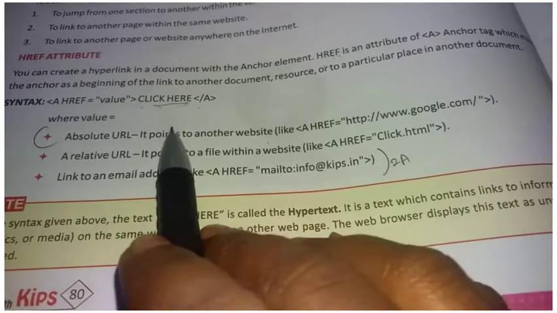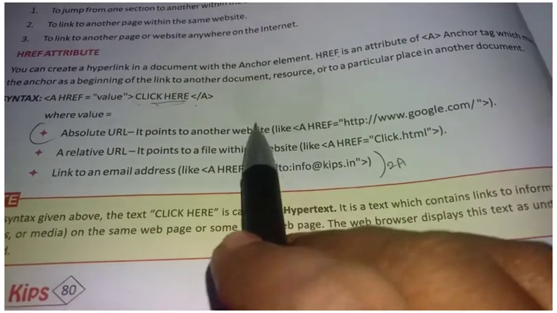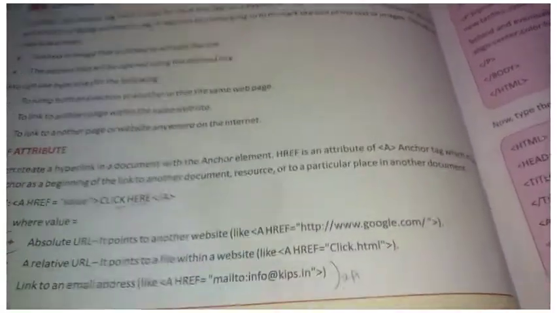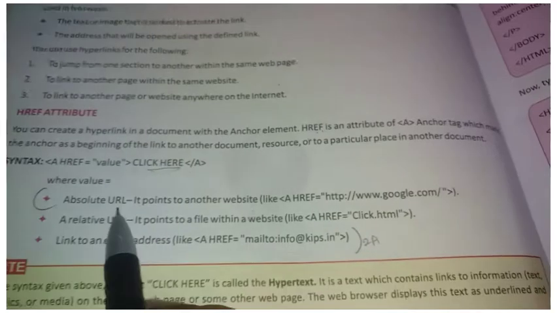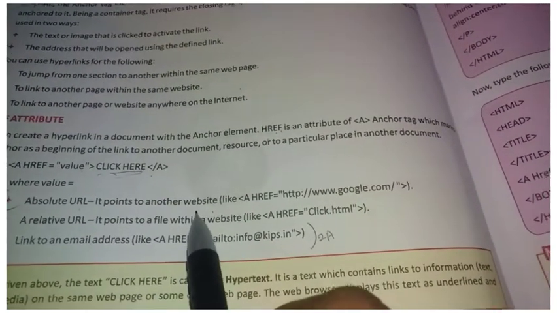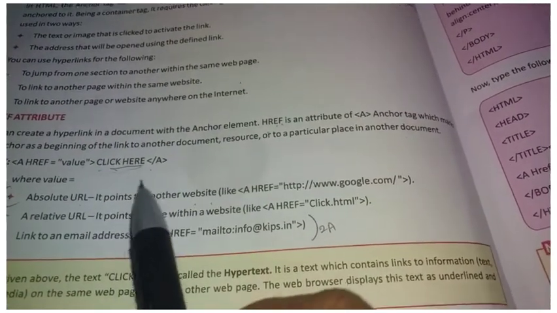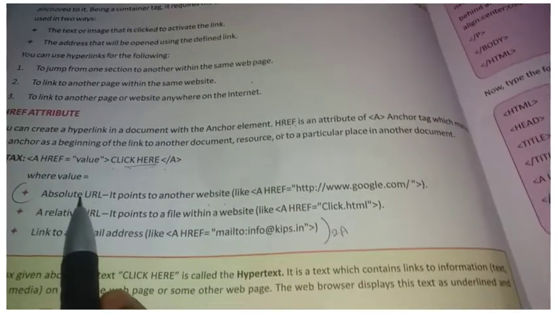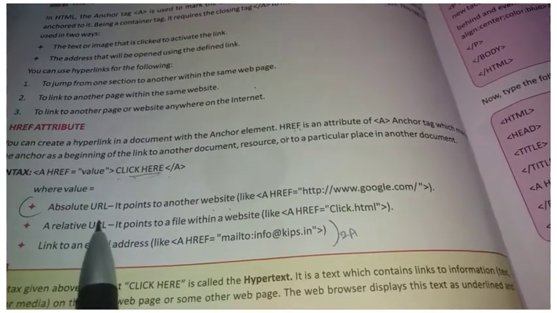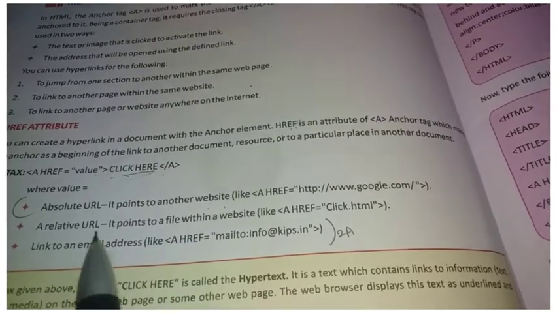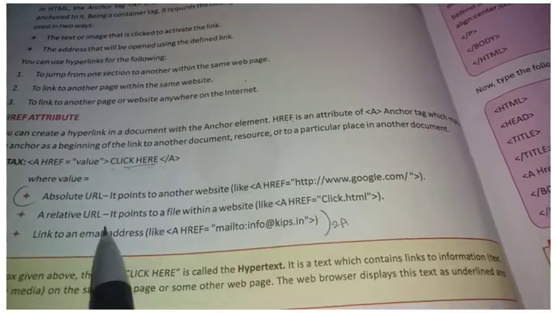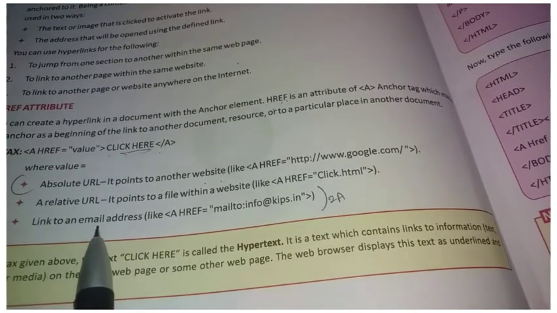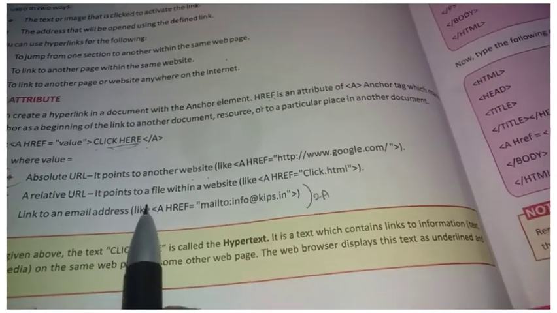Absolute means it points to another website. So from one website to another website. It means if we want to link from one web page to another web page, we can use an absolute URL. A relative URL means within a web page, within a website. This is called a relative URL. Link to an email address means we can also link to an email address.